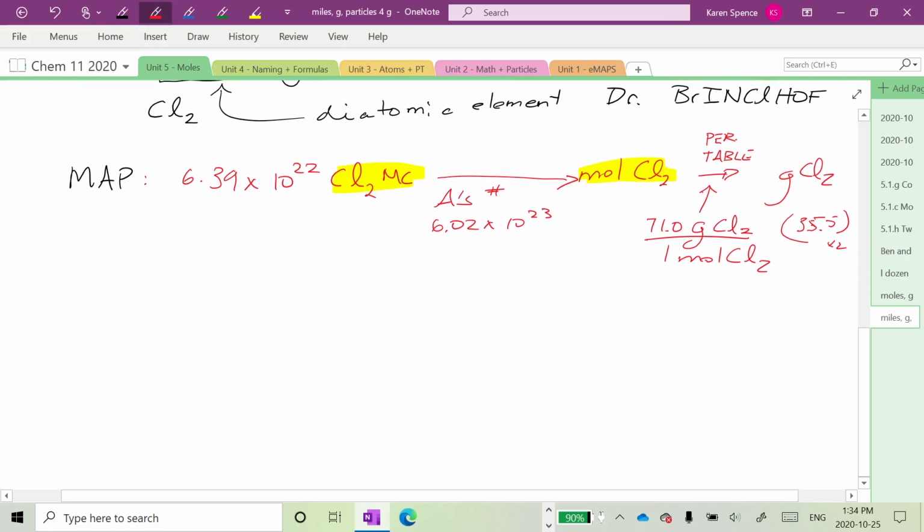All right, so let's do this problem. How many grams of chlorine is equal to 6.39 times 10 to the 22 chlorine molecules? Excellent. So now we want to cancel chlorine molecules. That's a bad line. Let's fix that line.